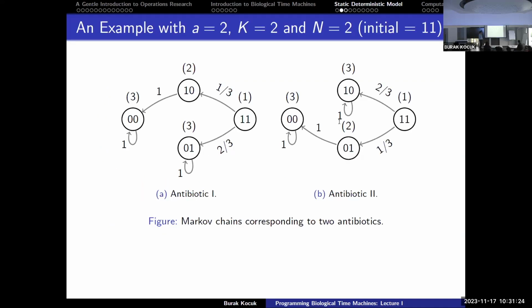So let's look at an example. Here I have two antibiotics. And the question is, start from 1 and go to 0, 0, 0, 0, 0 with the highest probability. So how do we achieve this? To give you a perspective, there are only 4 possibilities. I can do 1, 1, 1, 2, 2, 1, and 2, 2. So I have four possible choices. Which one is optimal?